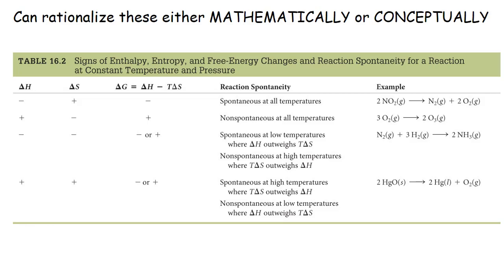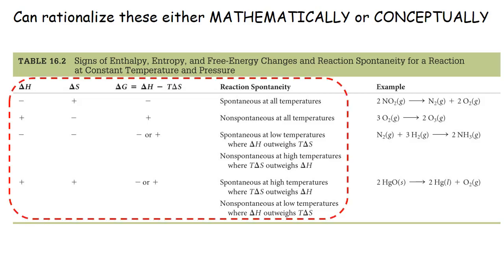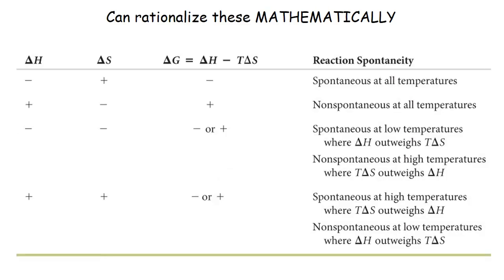So we're going to look at this region of the table, and we're going to try to rationalize all of these things. We're going to start with a mathematical rationalization, and then we're going to talk about it more scientifically, conceptually, using chemistry. So let's start with a mathematical description. I just expanded that table, and I want to talk about this equation, delta G equals delta H minus T delta S.